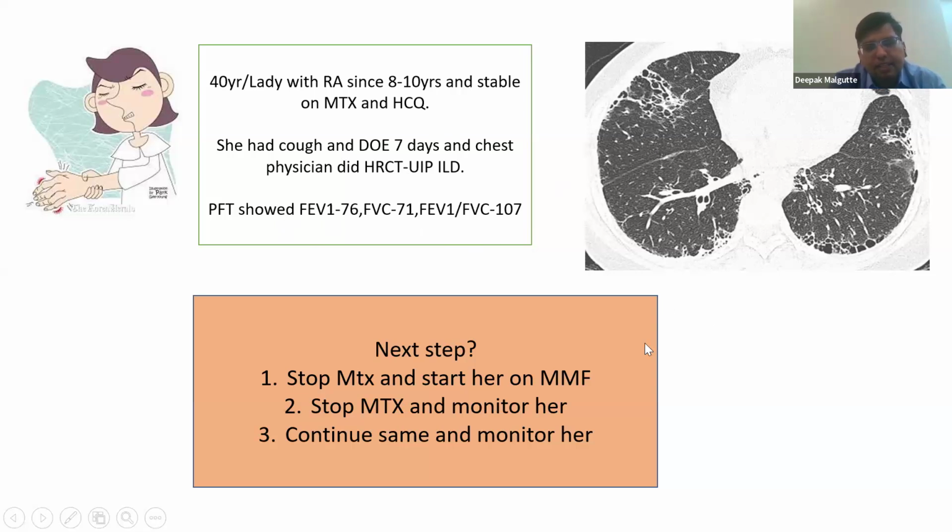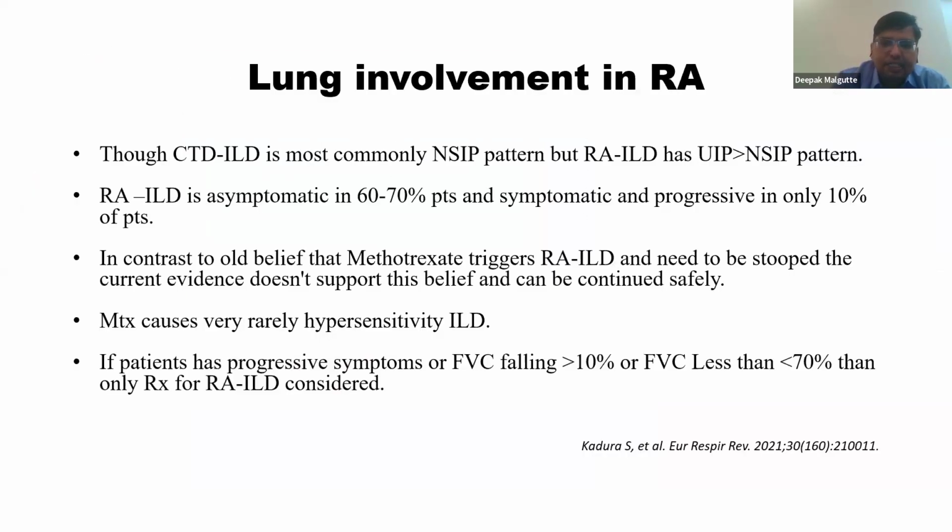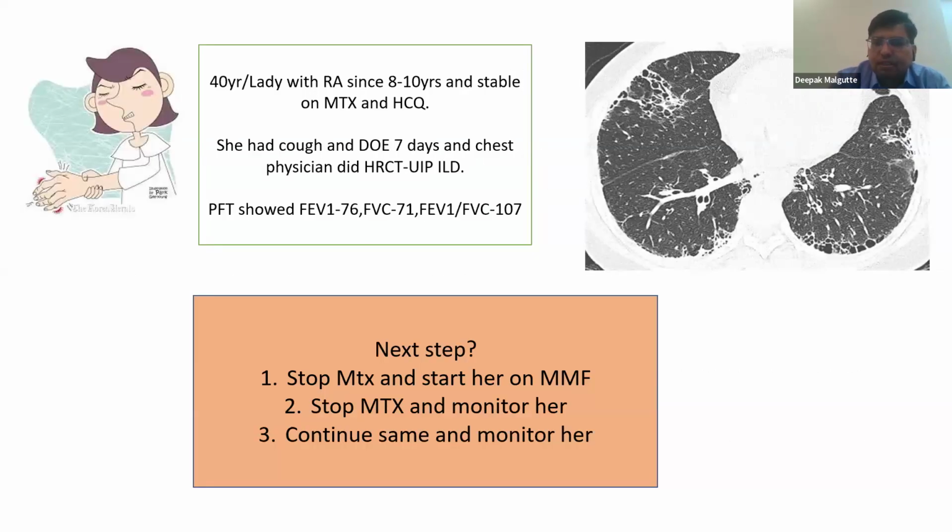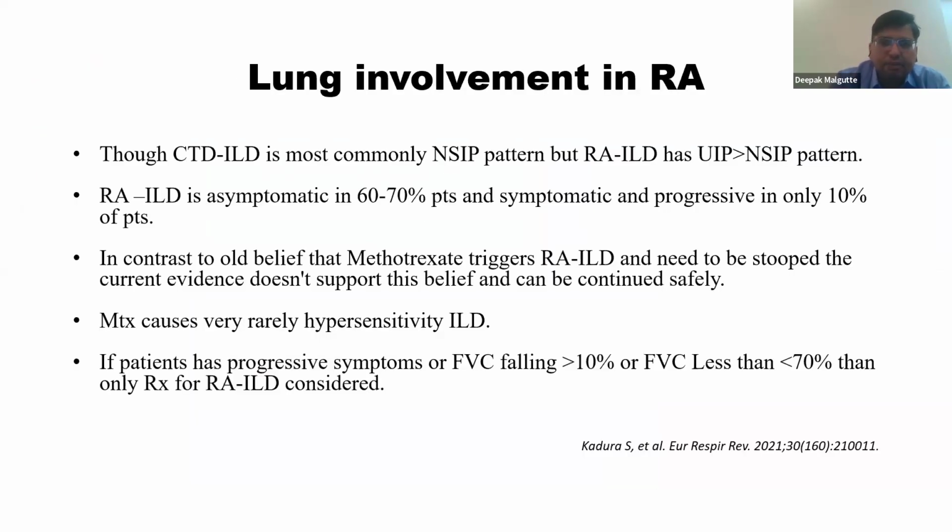So the question arises whether we should stop methotrexate in this case and start on mycophenolate mofetil, or we should continue with methotrexate. The earlier guidelines used to say that we should stop methotrexate, and many physicians or respiratory physicians believe that methotrexate should be stopped in these cases. But with now advance of various data, retrospective, prospective data, it has been concluded that there is no need to stop the methotrexate. Methotrexate very rarely causes a hypersensitivity ILD, and it has no risk of causing this UIP pattern ILD. So we should continue with methotrexate.